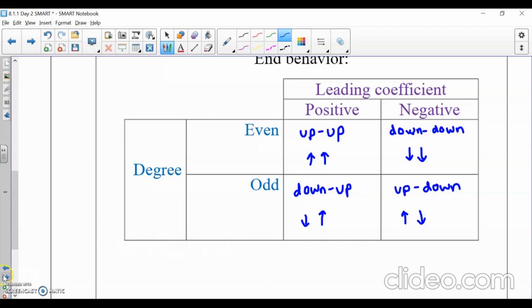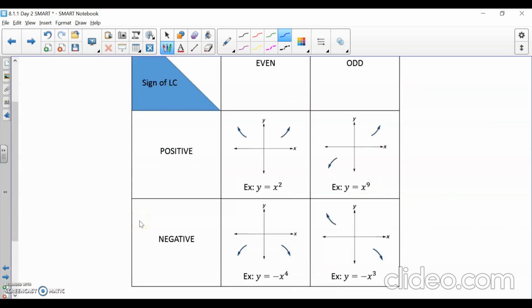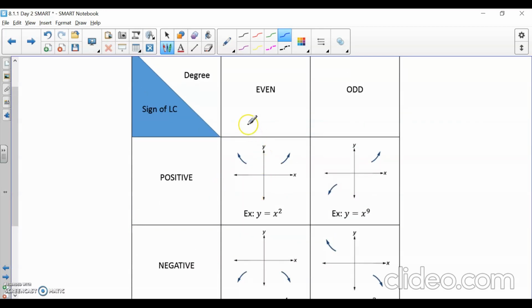And on the next page here, I've also given you another visual to look at. Some people really like this visual. It has some examples as well. So just make sure you pay attention to the fact that this table is a little switched. Here the degree is at the top and the leading coefficient is on the left, but it has the same concept.